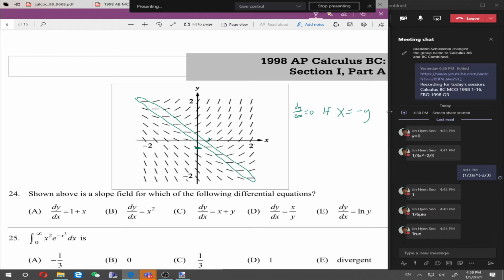Okay, so I'm going to see which one of these derivatives would that be true for. So we'll see if we can eliminate anything with the information Kyle just gave us. Kyle, if x is negative y, our slope is 0. So is that true for A? No. B? No. C? Yes. D? No. And E? No. Okay, so that was fast.